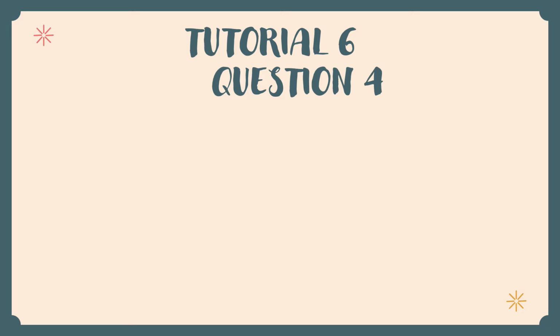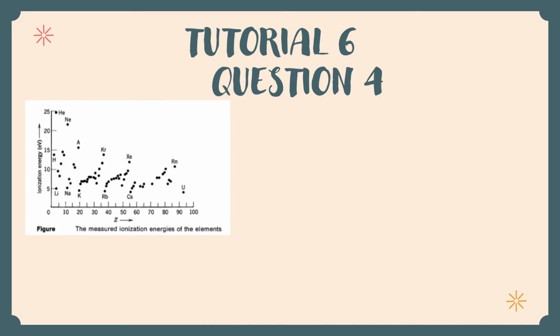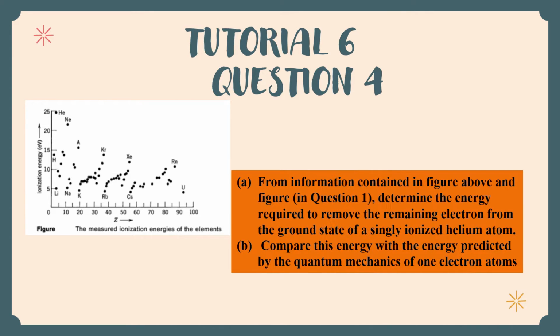So, let's proceed to tutorial 6, question 4. This is the diagram that we have in this question. So, for the A question, from information contained in the figure above and the figure in question 1, determine the energy required to remove the remaining electron from the ground state of a singly ionized helium atom. Compare this energy with the energy predicted by quantum mechanics for a one-electron atom.